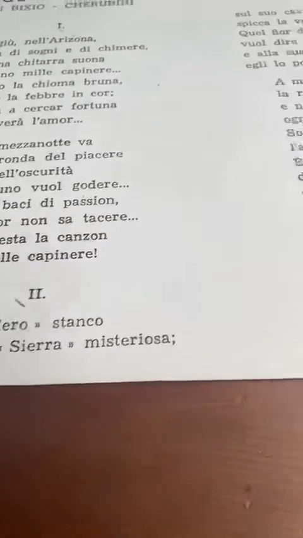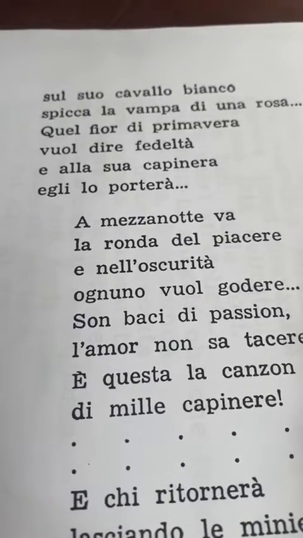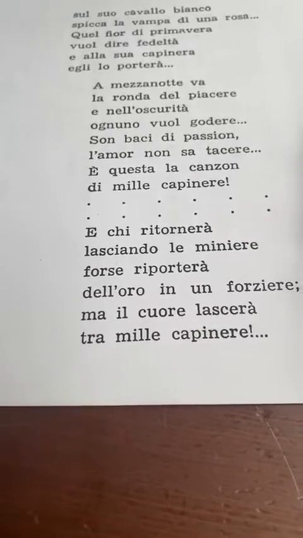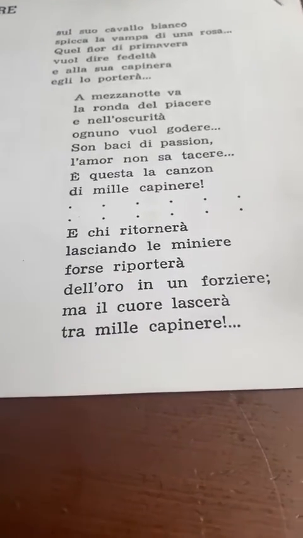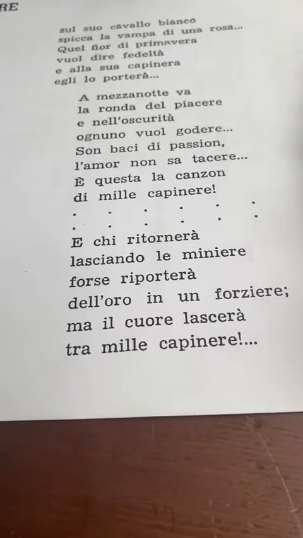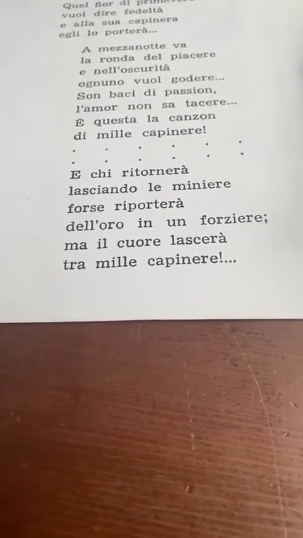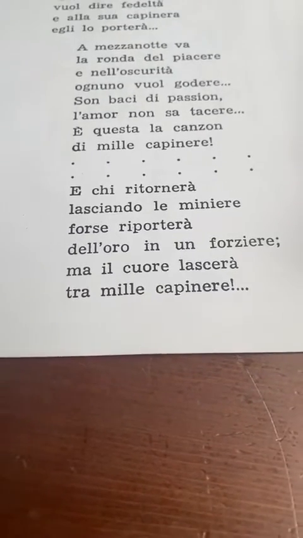Il bandolero stanco scende la sierra misteriosa, sul suo cavallo bianco spicca la vampa di una rosa. Quel fior di primavera vuol dire fedeltà, e alla sua capinera egli lo porterà. A mezzanotte va la ronda del piacere e nell'oscurità ognuno vuol godere. Son baci di passion, l'amor non sa tacere, e questa la canzone di mille capinere. E chi ritornerà lasciando le miniere, forse riporterà dell'oro in un forziere, ma il cuore lascerà tra mille capinere.